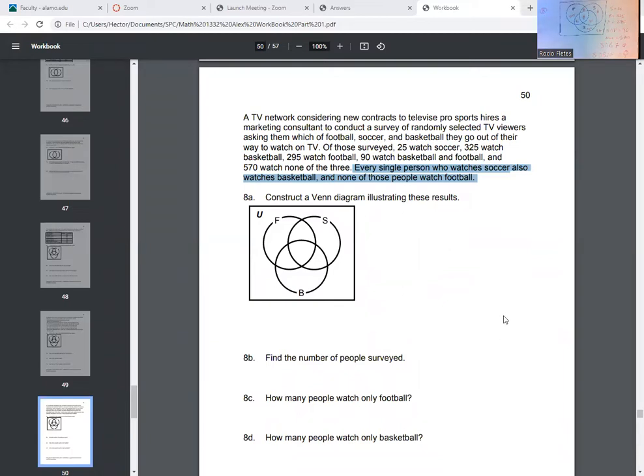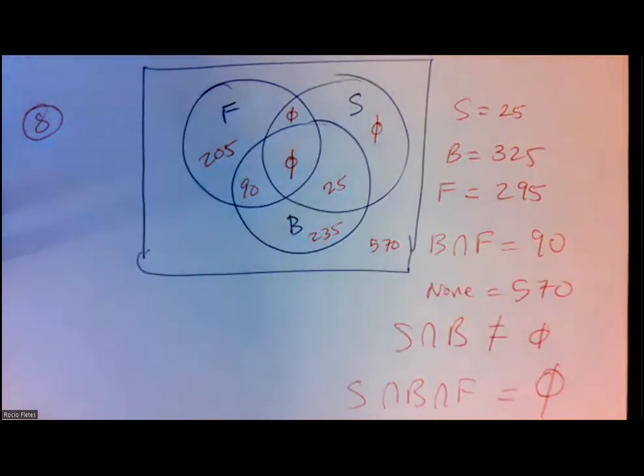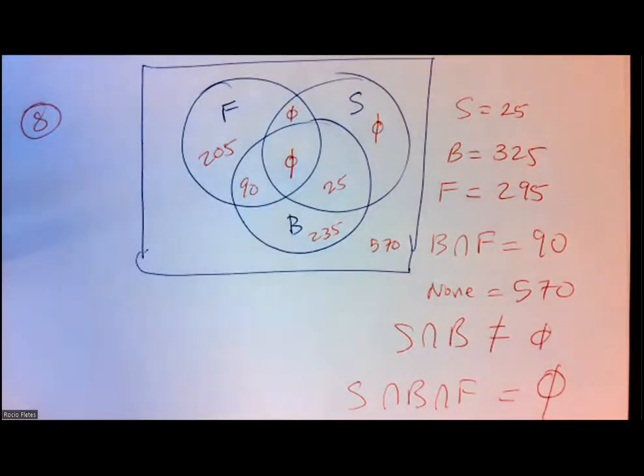Find the number of people surveyed. Well, we know that we need to count all of them, right? And how do we do that? We just count everybody. We count everybody: 570 plus 235 plus 25 plus 90 plus 205. We count all of them. And so that's going to give us, let's see, 205 plus 90 plus 235 plus 25 equals 555 plus 570. So I get 1,000.